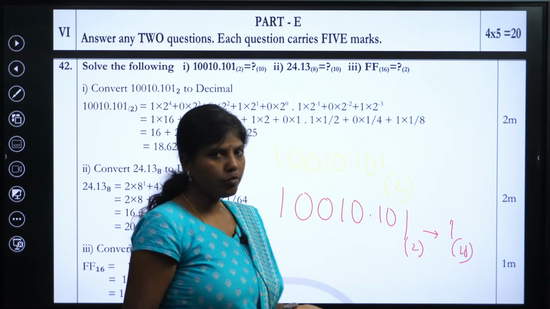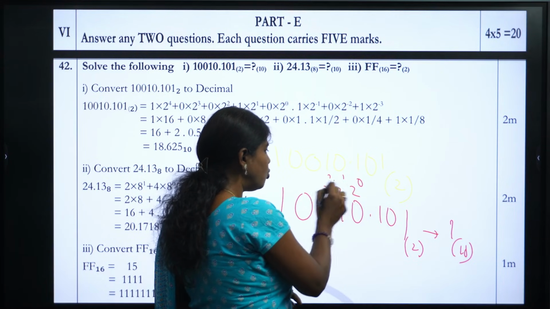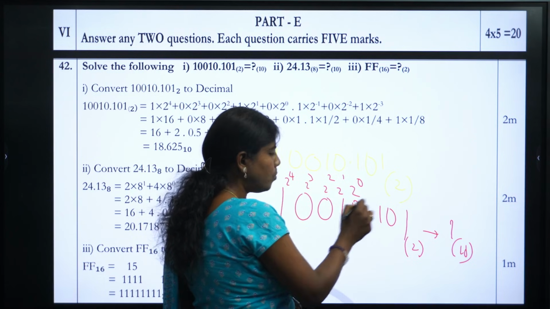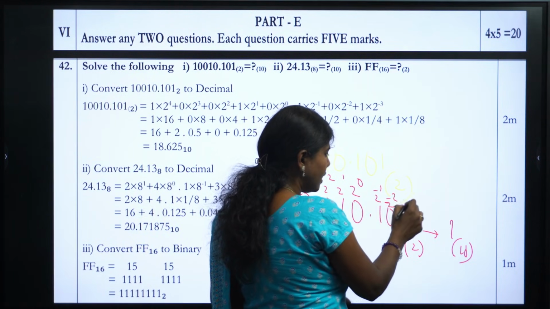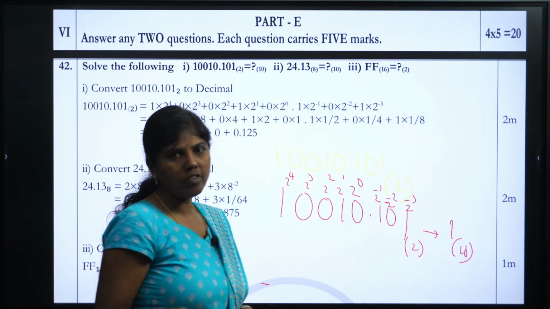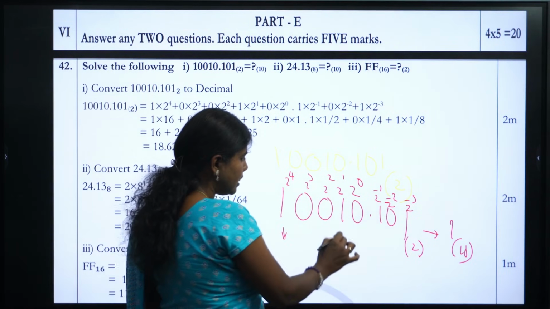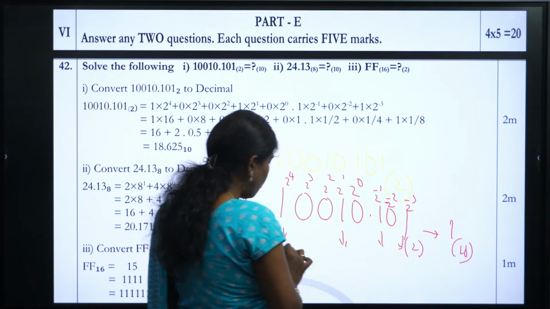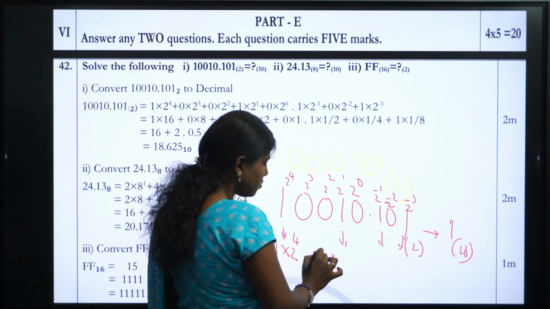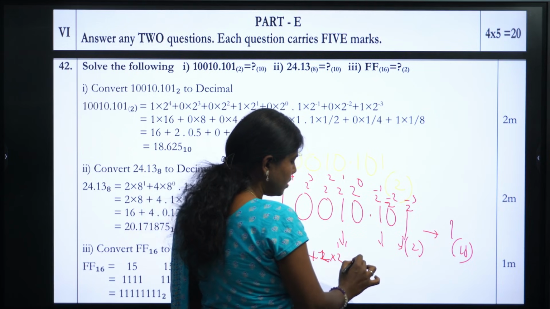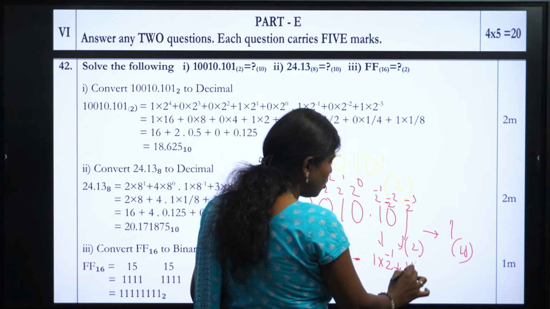I told you multiply in terms of 2 and then add it. That means you just multiply in terms of 2 power 0, 2 power 1, 2 power 2, 2 power 3 and 2 power 4. What about this? It's the negative index: 2 power minus 1, 2 power minus 2 and 2 power minus 3. Wherever 1 is there only you have to consider, because all the zeros multiplied by 0 is going to be 0 only. I am going to consider this, this, this and this. 1 into 2 power 4 plus 1 into 2 power 1 plus, dot, 1 into 2 power minus 1 plus 1 into 2 power minus 3.